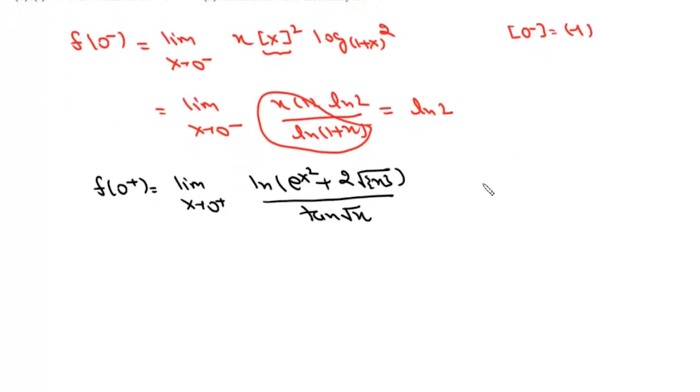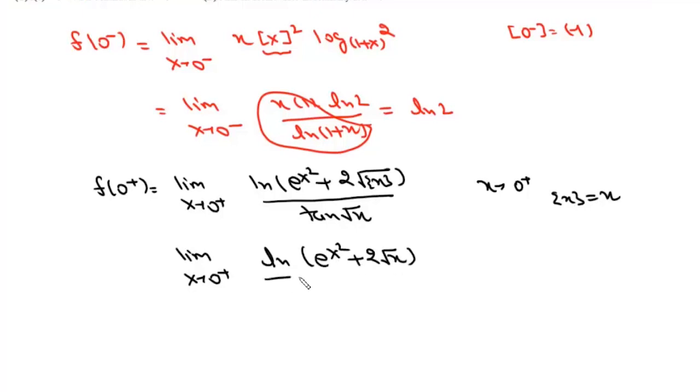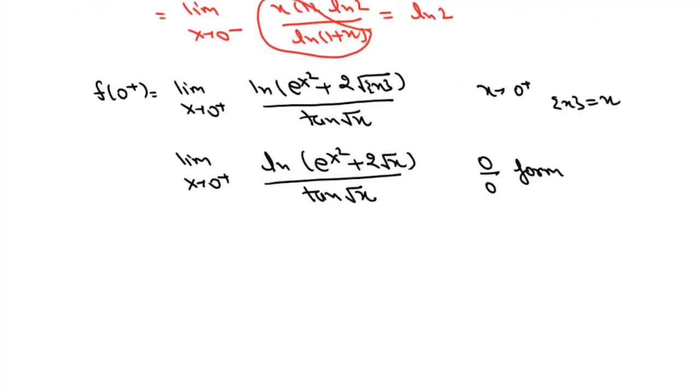Now we know that when x is 0 positive, it lies between 0 and 1, and if x lies between 0 and 1, then the fractional part of x is simply x. So it will be this limit x tends to 0 positive, log e to the power x square plus 2 times under root x upon tan under root x. Now if we put x as 0, this is log 1 which is 0, and tan 0 is 0, so it is 0 upon 0 form, and when it is 0 upon 0 form, we can use L'Hopital's rule.